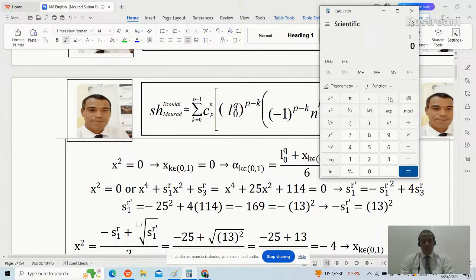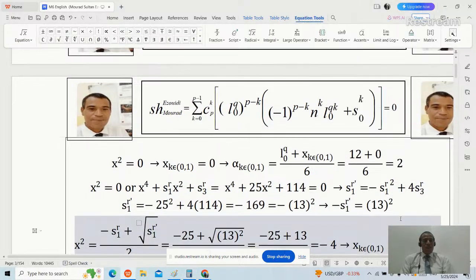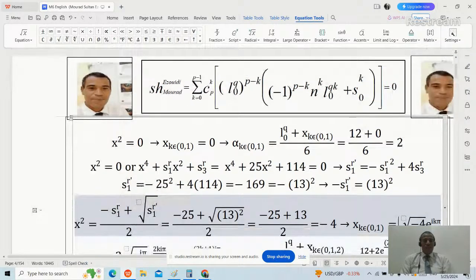It will be negative 25 squared plus 4 times 114. We told that negative 25 squared plus 4 times 114 is equal, learners, to negative 169, which is equal to negative 13 squared. Therefore, the discriminant formula of Mr. Mourad Sultan Ezouidi, s1 r dash, will be 13 squared. It's a square number. Therefore, now I can continue solving the value.